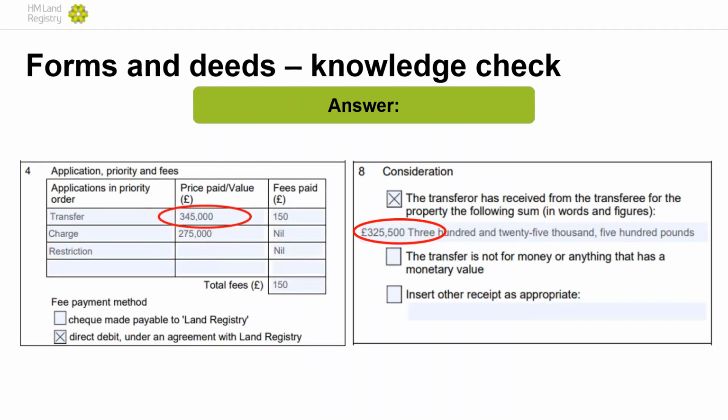The answer is the price paid in Panel 4 of the Form AP1 differs from the consideration in Panel 8 of the Form TR1. We would have to send a requisition to confirm the price paid to ensure we make an accurate entry in the register. This data feeds into a number of Land Registry free and chargeable products and services, including House Price Index.